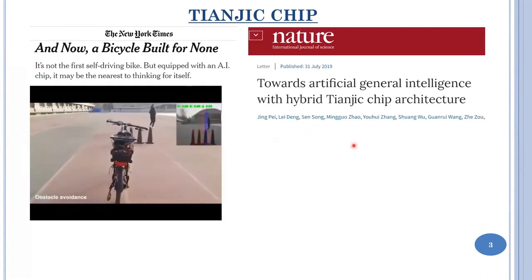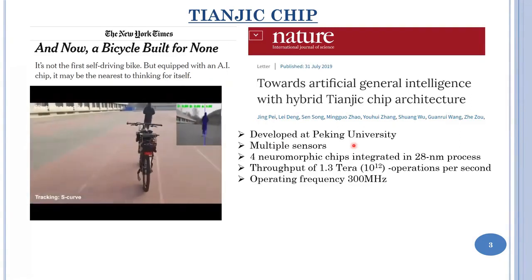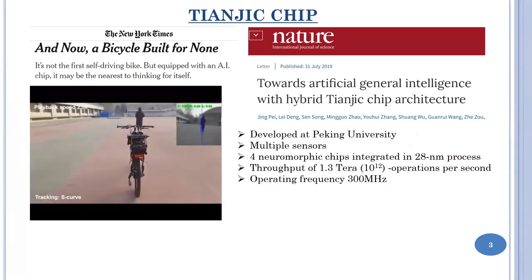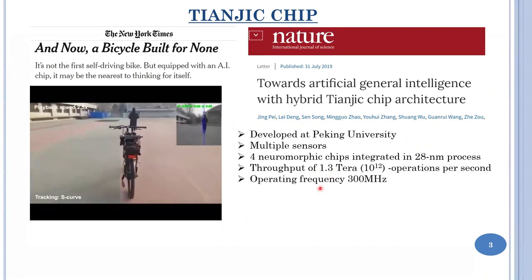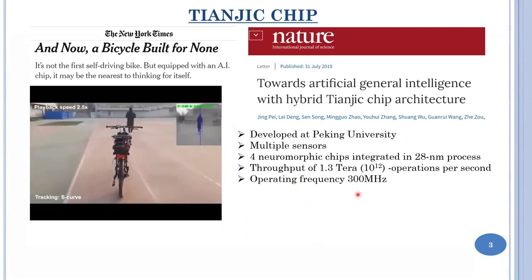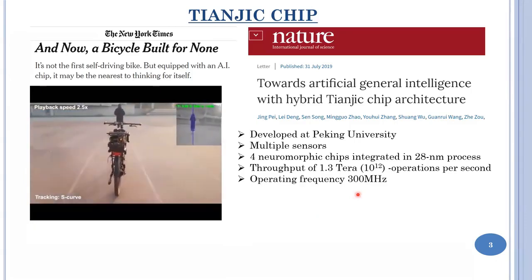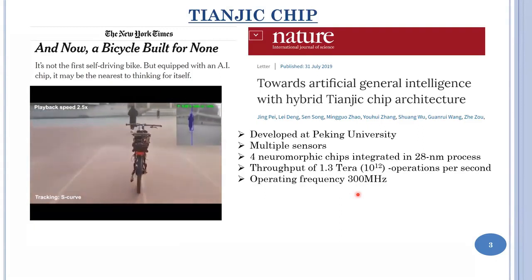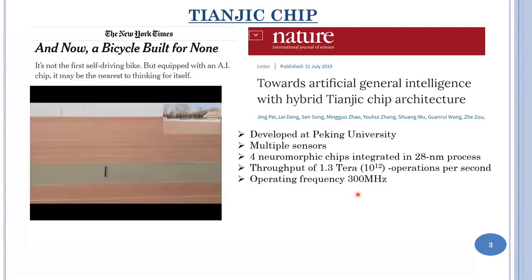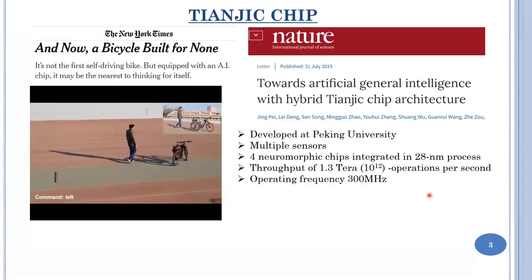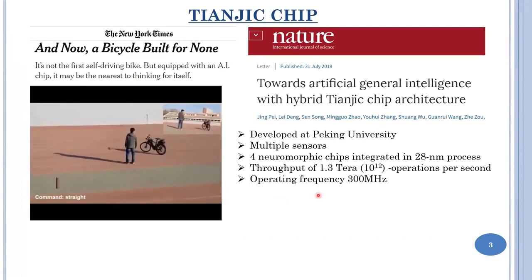It contains several sensors, and there are four neuromorphic chips integrated on this bicycle in a 28 nanometer process. The throughput is very high, about 1.3 tera operations per second. However, its operating frequency is only 300 megahertz. Your GPUs, TPUs, and modern CPUs have frequencies greater than 3 gigahertz, 4.1 gigahertz, at least more than 3.6 gigahertz to be precise. However, the operating frequency of this chip was only 300 megahertz, and despite this, you can see that it is performing perfectly fine.